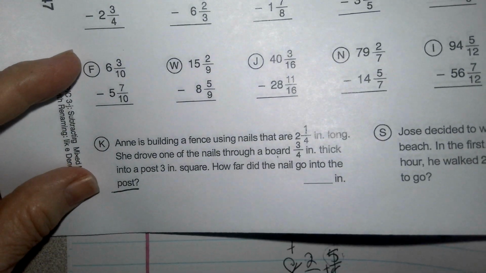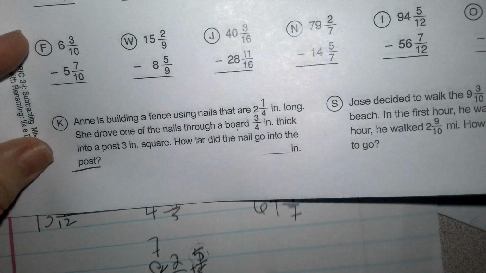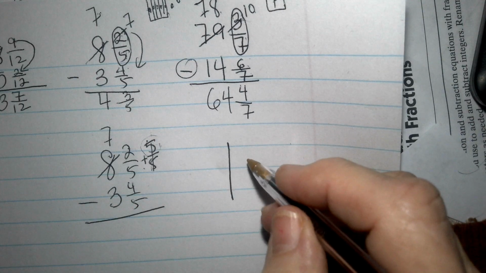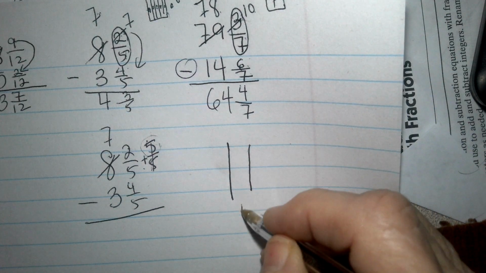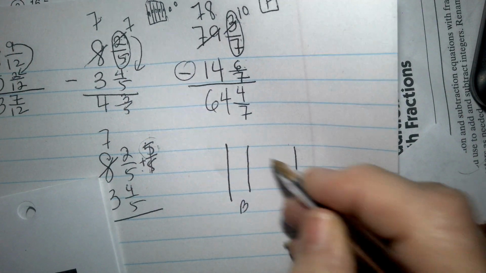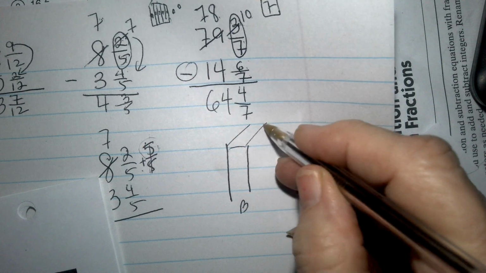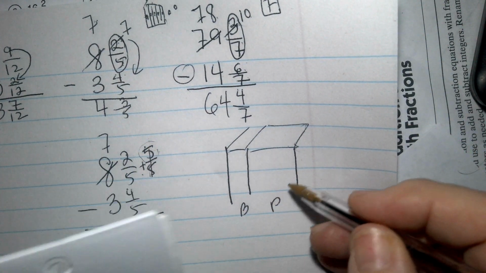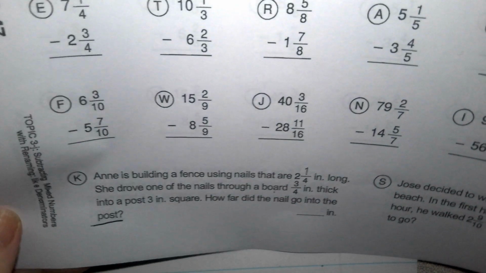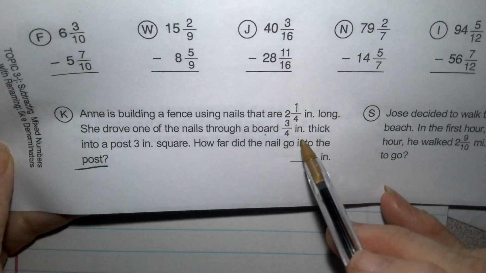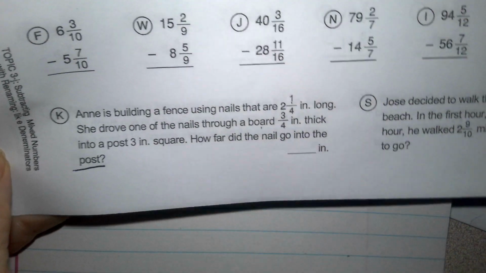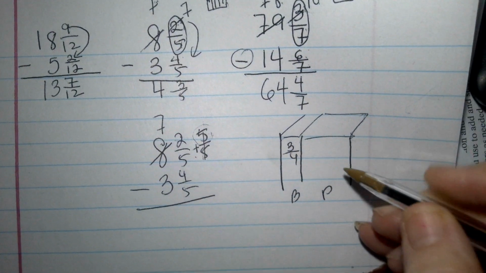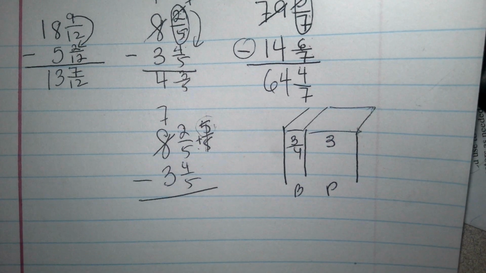So again, you don't have to draw it unless you want to, but I will draw it over here. So there's a board. I need to make sure you can see. There's a board, and then it's going into a post. Those posts are usually big and fat. All right, so here's the post. And the board is 3/4 thick. The post is 3 inches square. So the board is 3/4 inches, and the post is 3 inches.